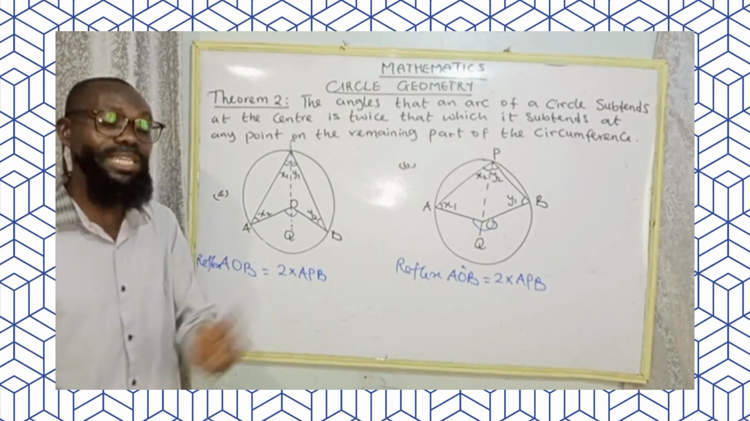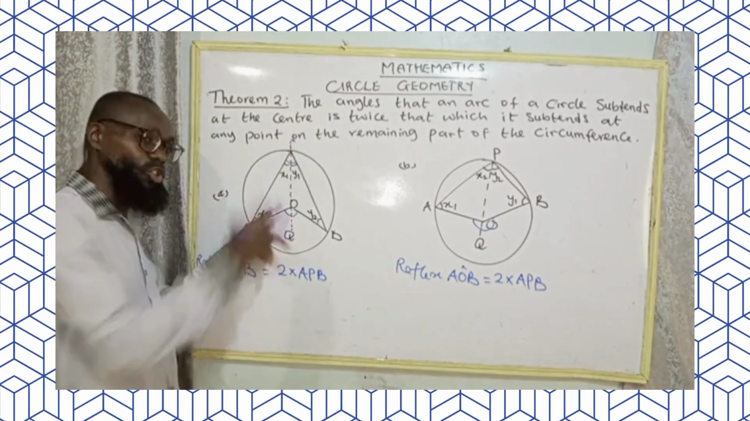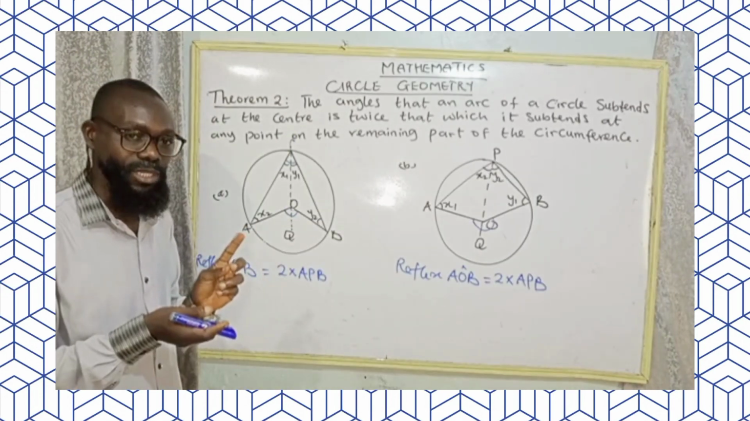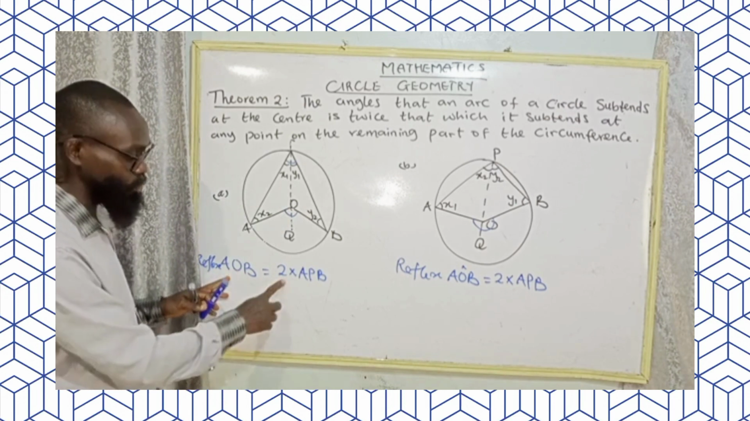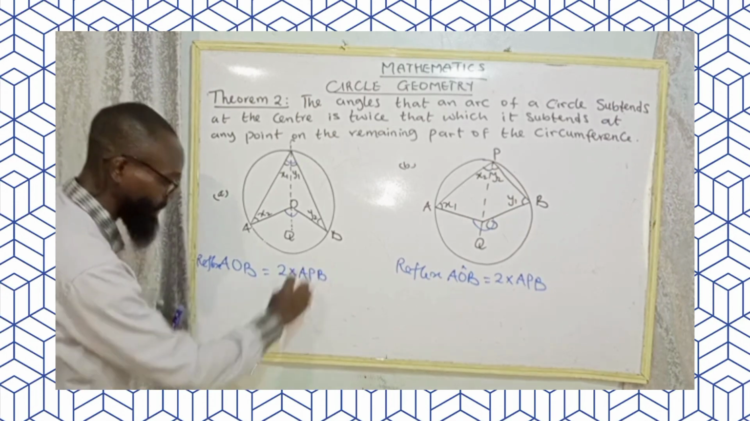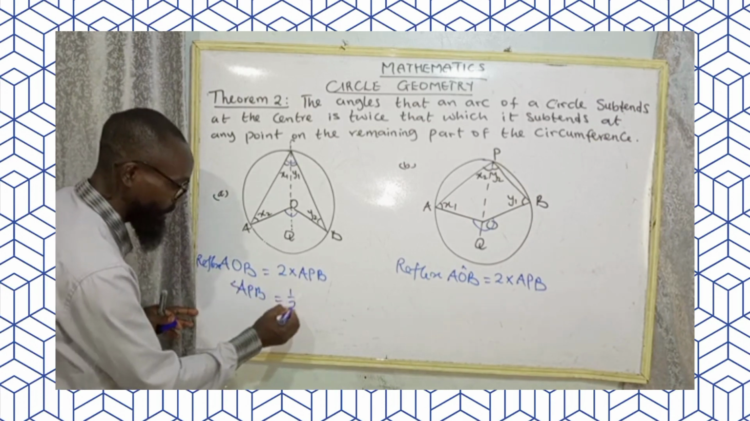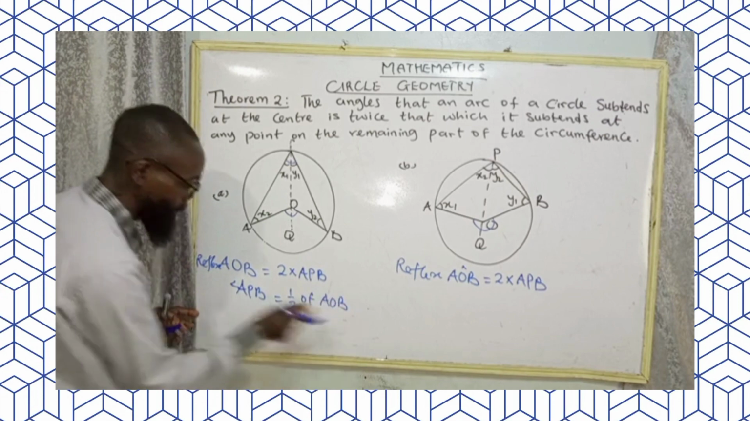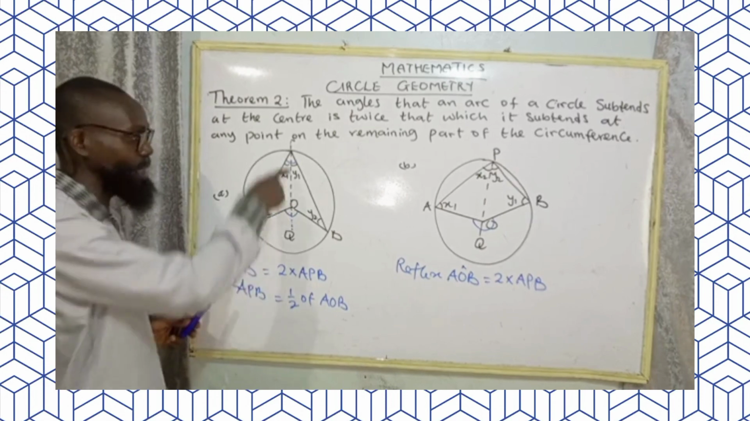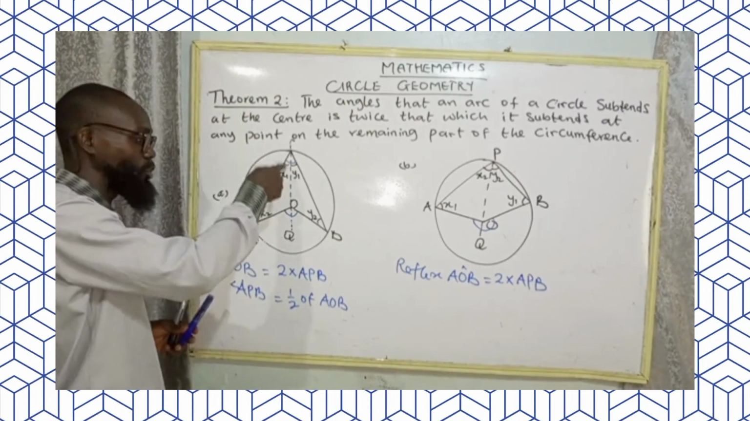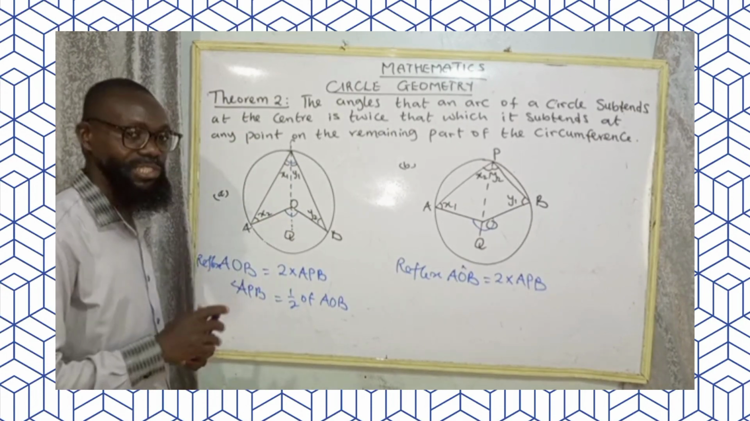Which means that if you are given the angle at the center and you want to get the angle at the circumference, it should be half of the angle at the center. Assuming I want to get this angle at the center, it's going to be 2 times the angle at the circumference. If I want to get the angle at the circumference, that is APB, angle APB will equal half of angle AOB. You divide both sides by 2. So to get the angle at the center, it will be 2 times the angle at the circumference. To get the angle at the circumference, it's going to be half of the angle at the center. So let's see some examples to illustrate this theorem.